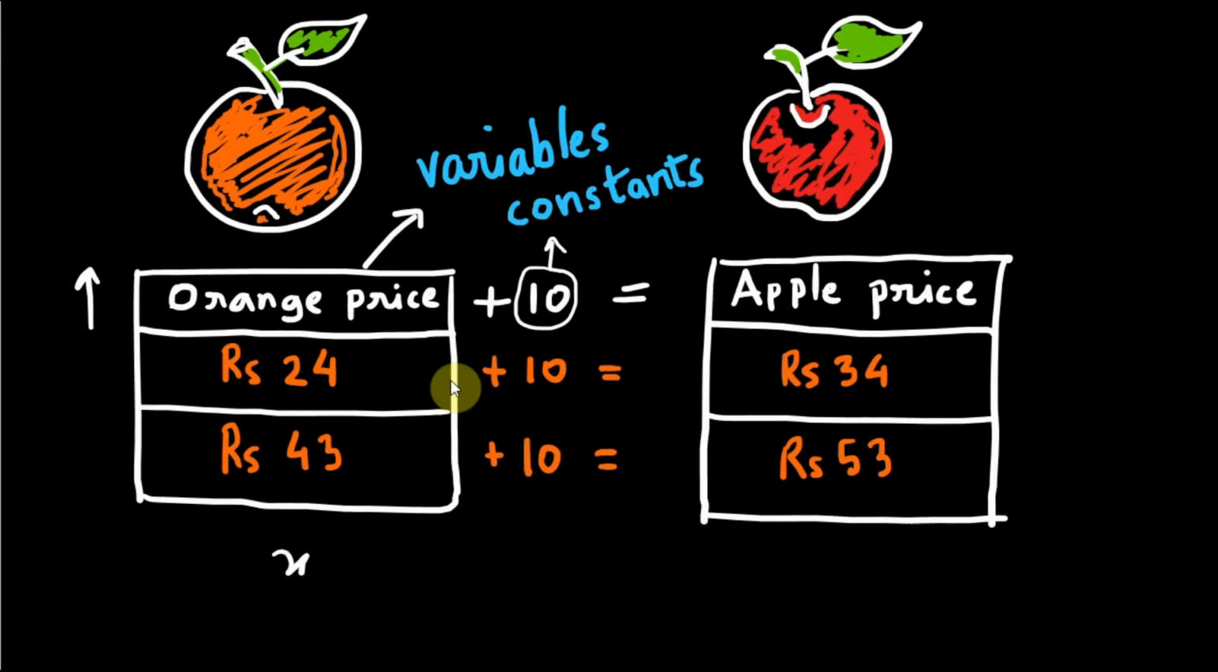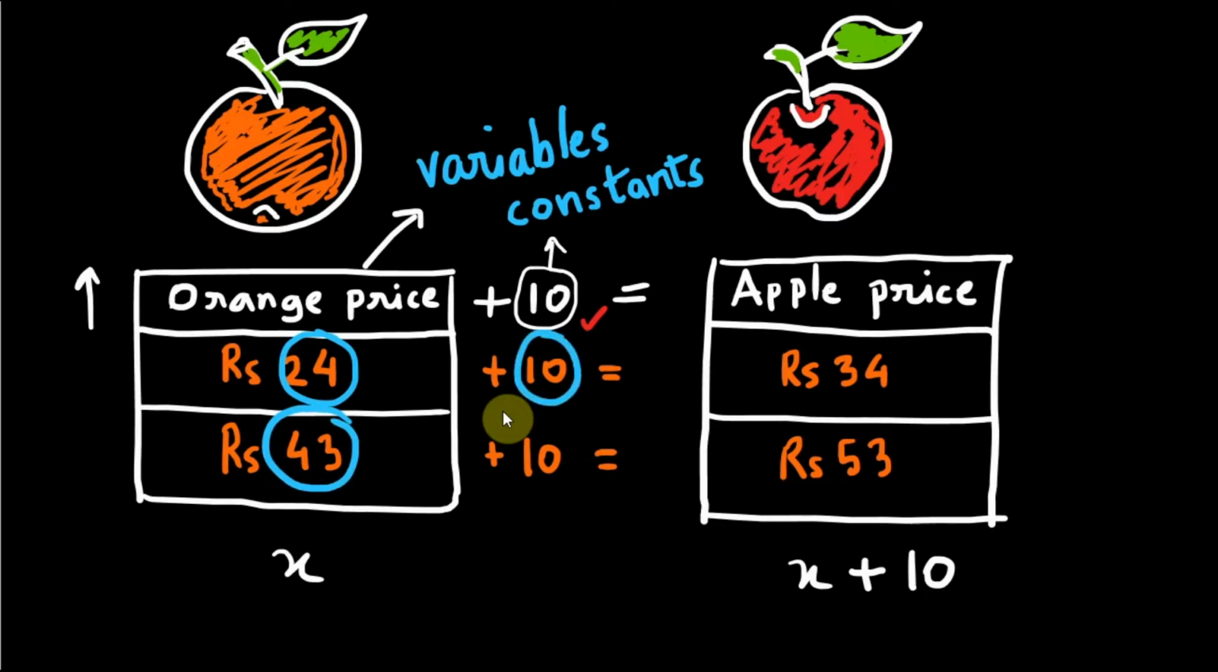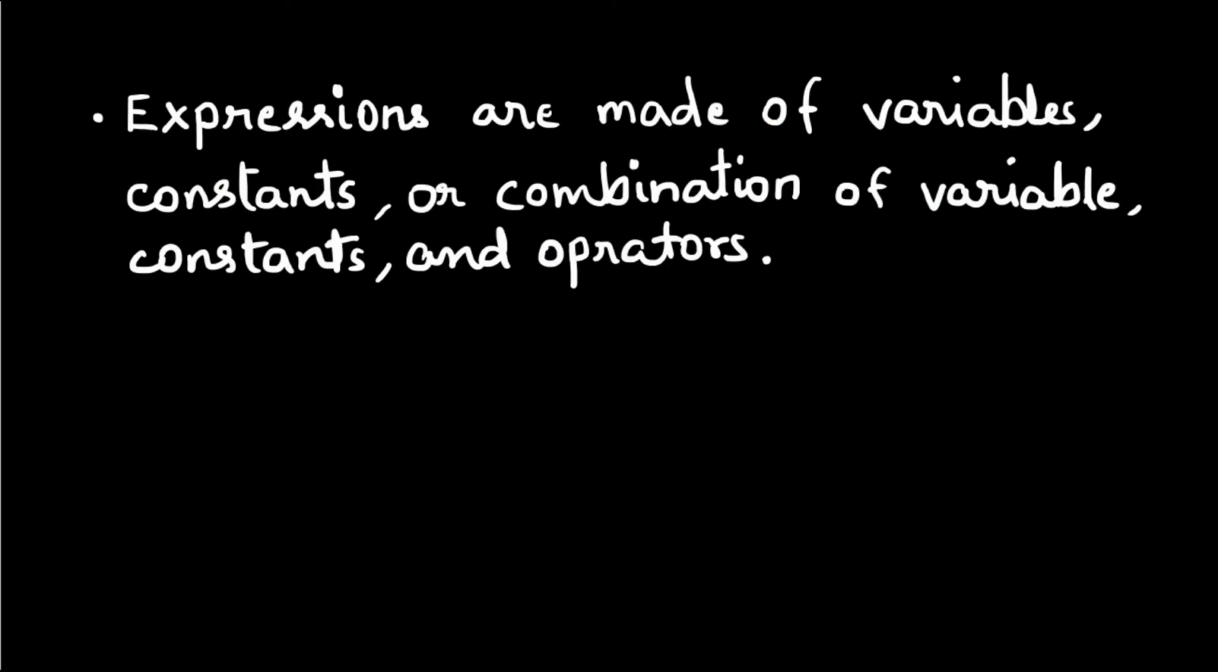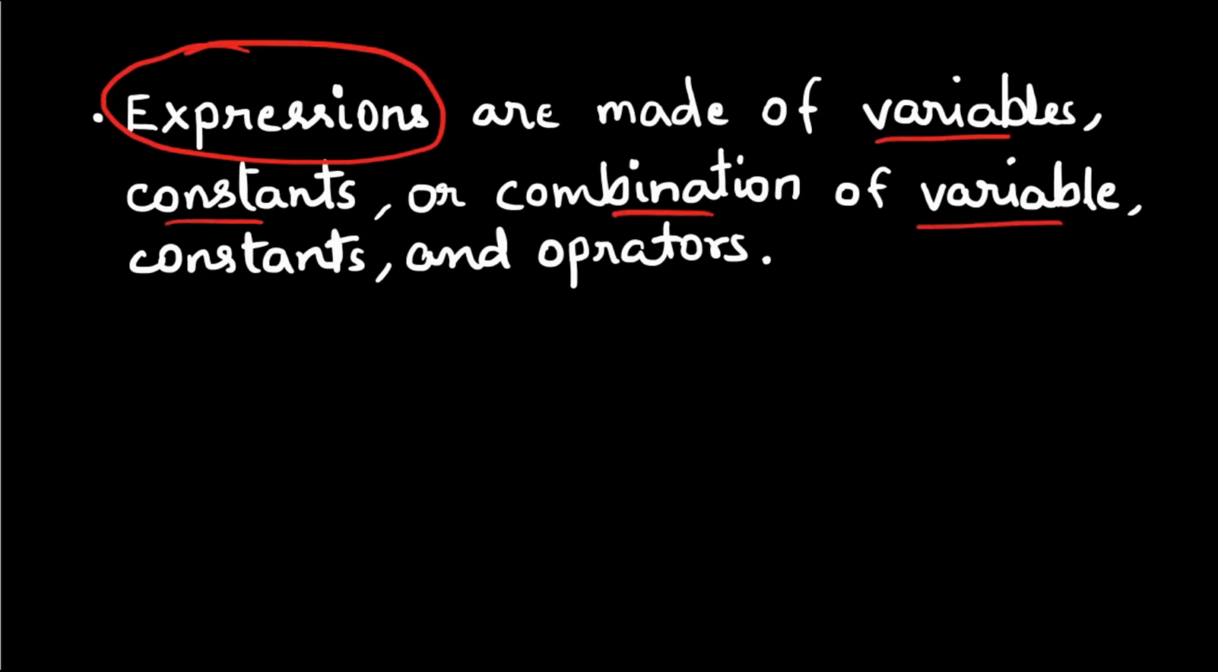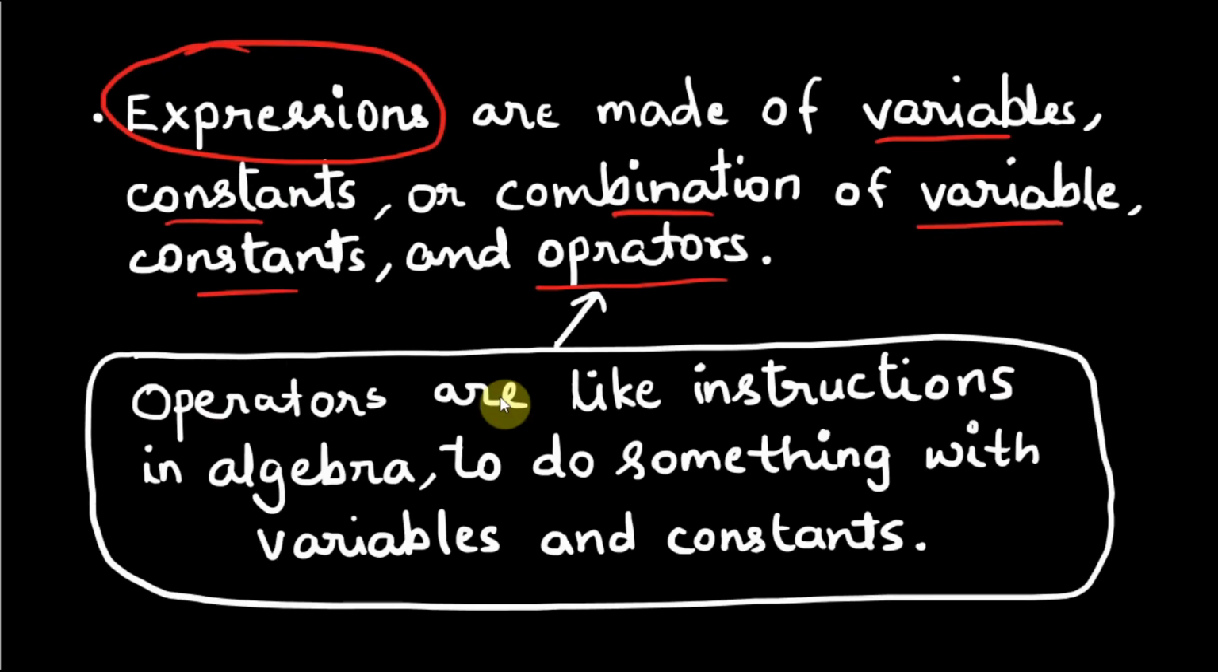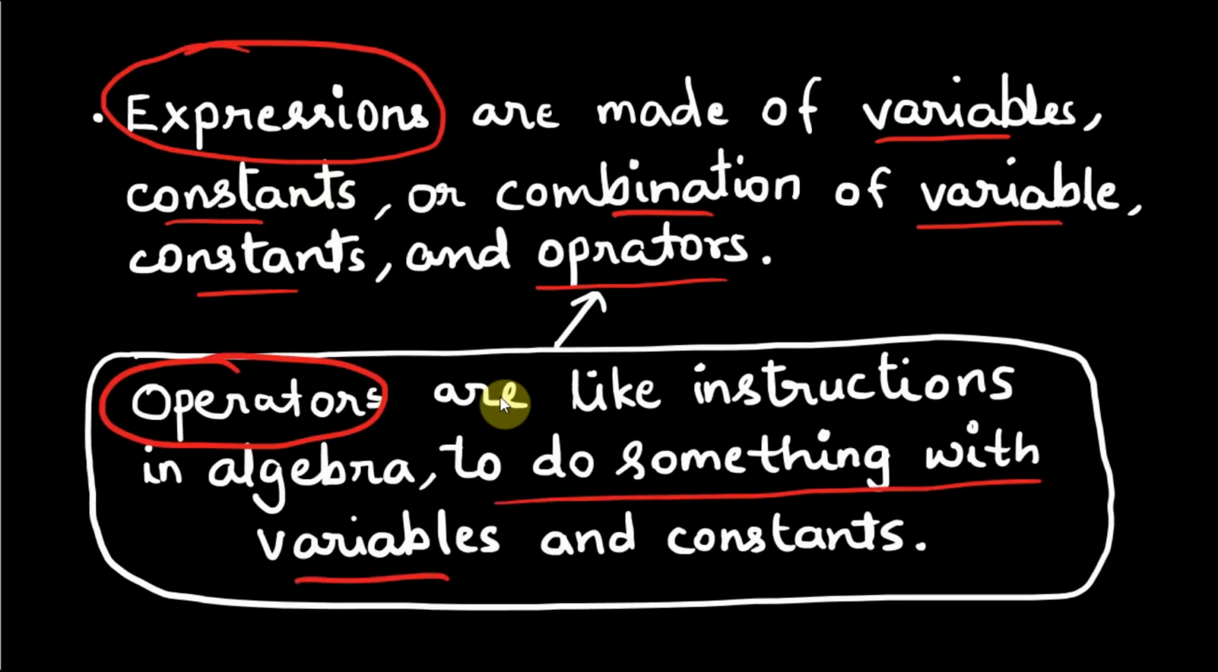Let's say the price of orange is x, then the price of apple would be x plus 10. A variable value does not remain the same because it is changing frequently, but a constant value remains the same, like the number 10. An expression is made of variables or constants or a combination of variables, constants and operators. Operators are like instructions in algebra to do something with the variables and constants.